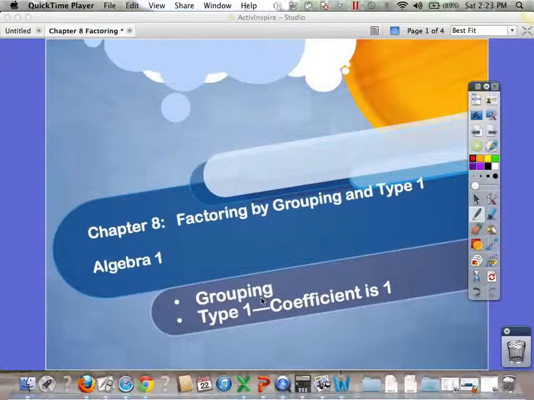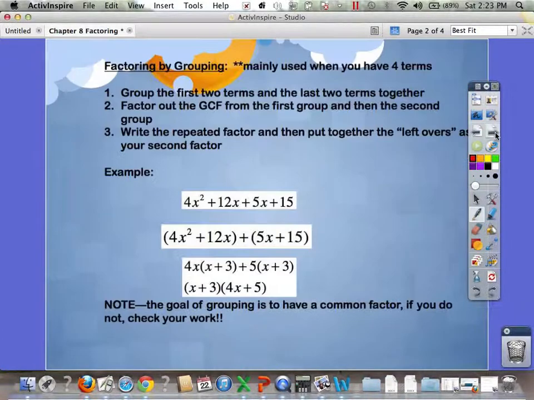Chapter 8, factoring by grouping, and then we'll do type 1. So there will be two different methods of doing factoring in this slide. The first one will be grouping, and the type 1, we call that because the coefficient of the quadratic term is 1 only. Okay, so let's get started.